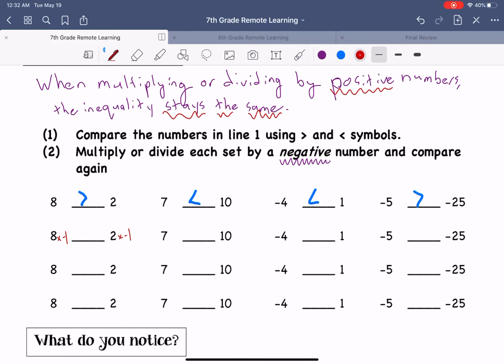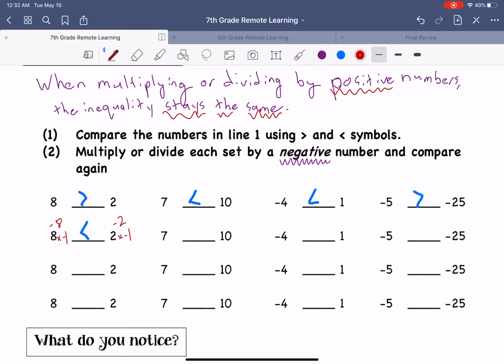and seeing what happens. Okay, so 8 times negative 1 is negative 8, and 2 times negative 1 is negative 2. Now let's compare. Negative 8 is less than negative 2. Okay, so now we have a change. Our inequality has flipped to the opposite direction after we multiplied by that negative 1.